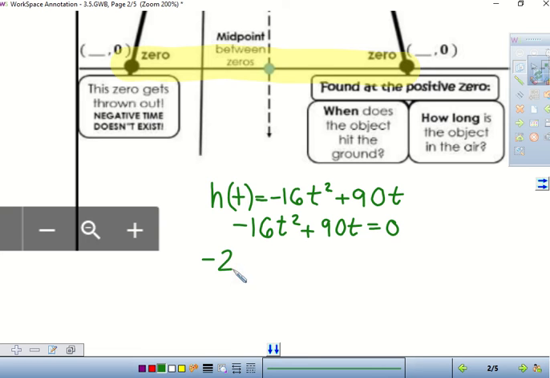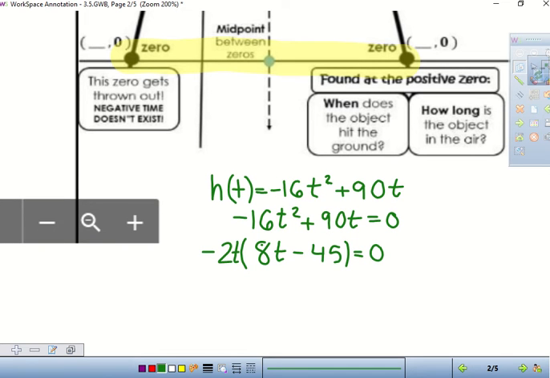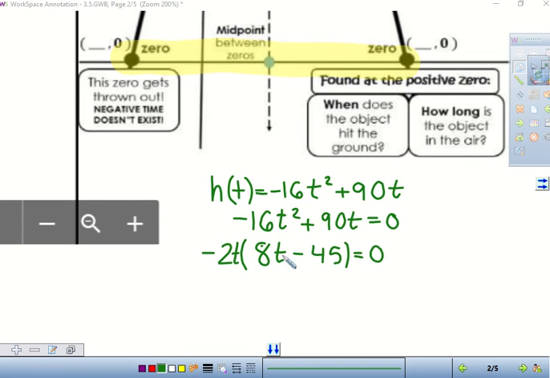Negative 2, right? I can take out a negative 2. And that will leave me with 8t minus 45. Actually, I take out a negative 2t, not just a negative 2. Sorry about that. Because you see how you can take out a t as well? Yeah. Okay.